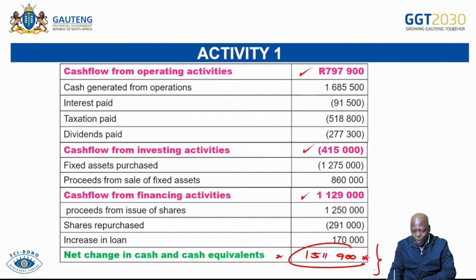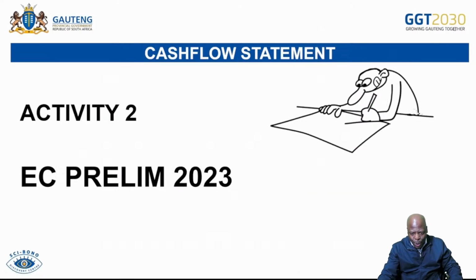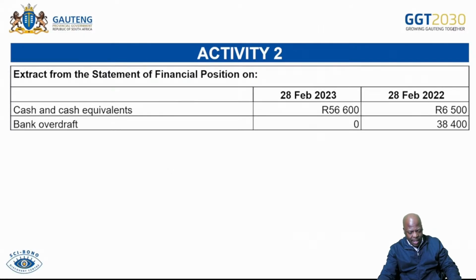But remember, you have to do the cash and cash equivalents at the beginning and at the end. And to do that, I have a special activity that I want to do with you, which is activity number 2, which is an extract from the Eastern Cape Prelim for the year 2023. Let's do this one together and see how far we can go. So, it is very important that you understand this part, because examiners can test you on the cash flow.